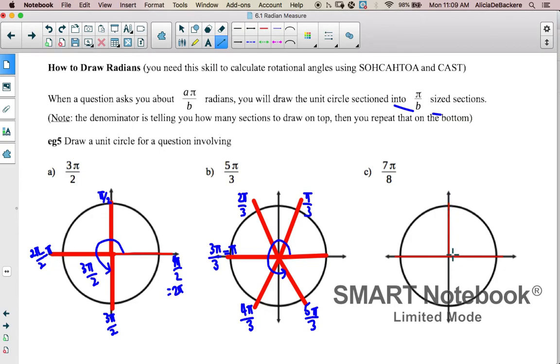So I'm going to cut in half, and then I'll cut in half again, half again. So now I've got 4 sections. This would work if I had a pi by 4 in my question. But I need pi by 8, so I've got to cut all of these again in half. It's a lot of sections for pi by 8. So 8 sections on the top, but I need another 8 sections on the bottom.